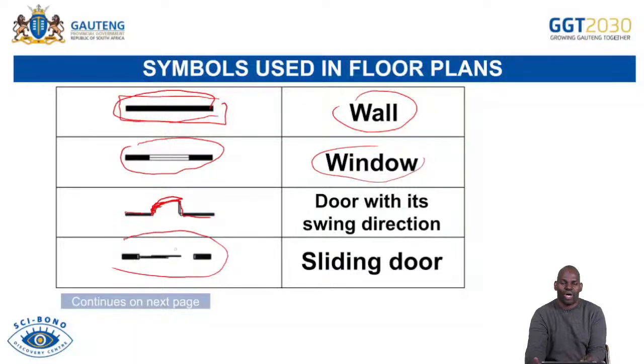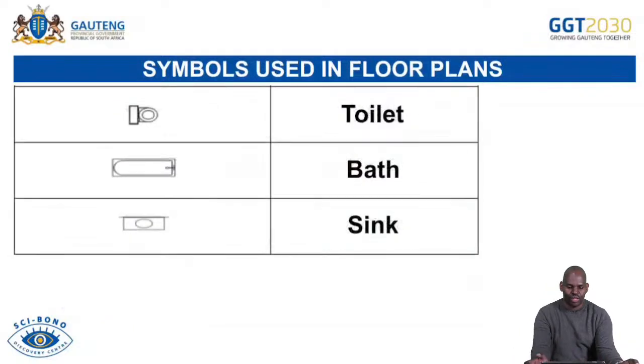Some doors don't swing like this one. We've got a sliding door, so the examiner will also indicate that this is a symbol for a sliding door. Then the next ones are more symbols. We've got a toilet seat, which indicates a toilet. In most cases, it will be in the bathroom. We've got a bathtub, which will obviously also be in the bathroom. And then we've got a sink. A sink would be in the kitchen. If they say this is a sink, that means it is a sink that you find in the kitchen.